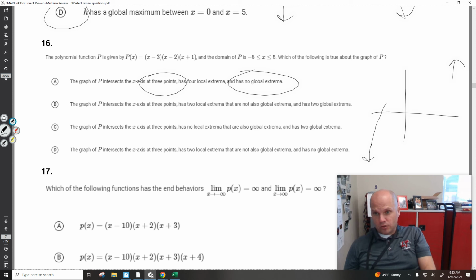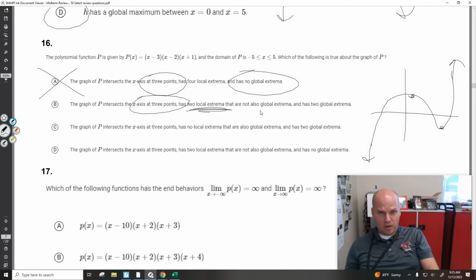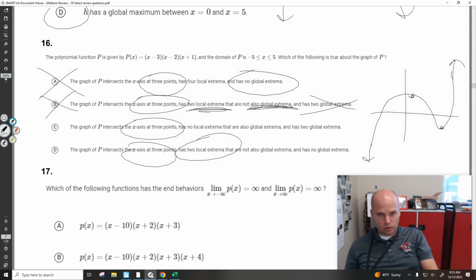3 zeros at negative 1, 2, and 3 mean 2 relative maxes and mins. We got a min, we got a max. That's not right. 3 zeros, 2 local extrema, no global extrema.